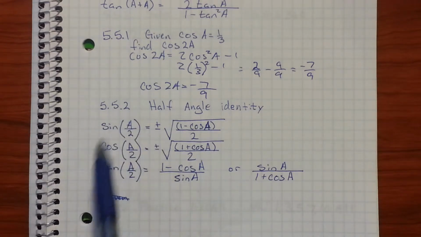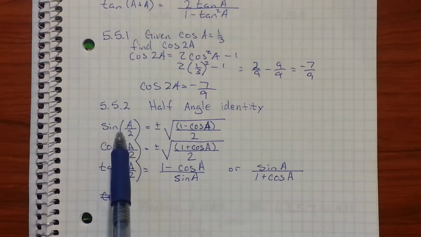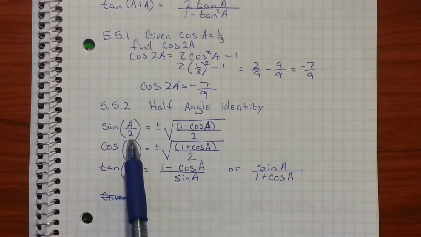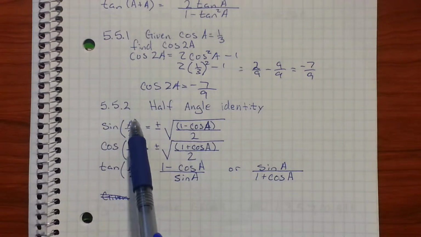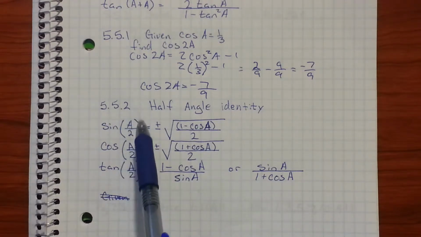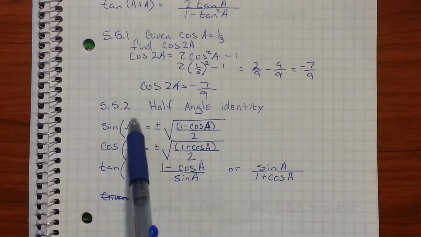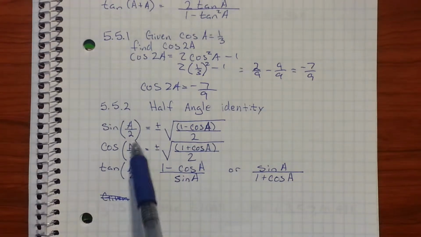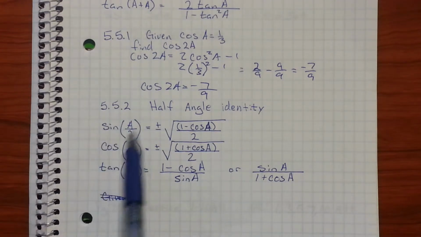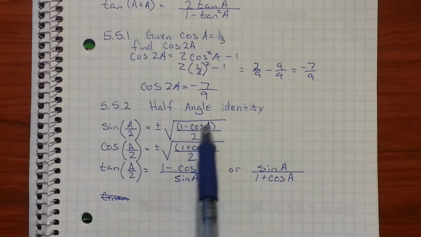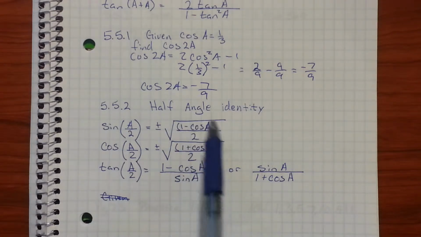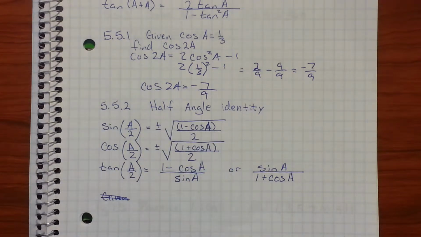So let's say I wanted to try and find the sine of 15. I know what the sine of 30 is. So the sine of 30, because 30 over 2 is 15, that's why I would use this one instead. So 30 over 15 would be 2. Then I'd use cosine of 30. Plug that in, do my math, and come out with whatever I get there.